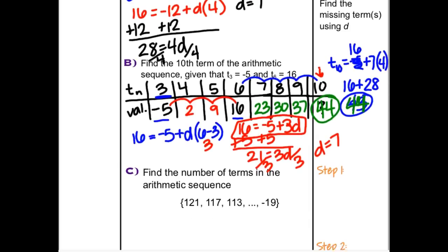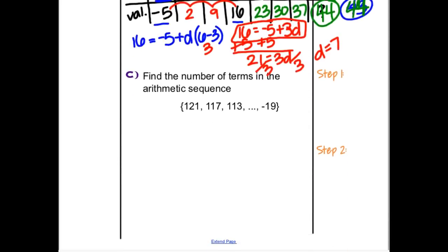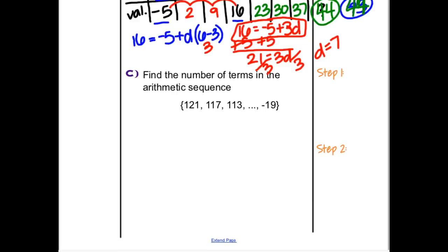So now we're taking it one step further: we're going to find the number of terms in the sequence. Here, I don't know n, but I can find everything else. So here's term n, and I like to label everything. This is term 1. To get from 121 to 117 is -4. So there's my d. So we go ahead and say, okay, term n is -19.